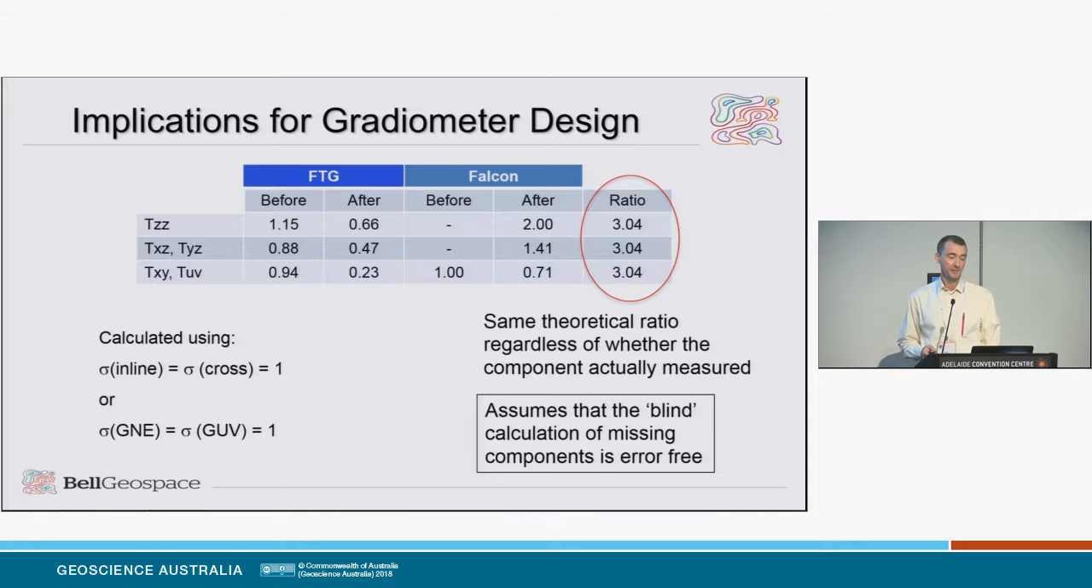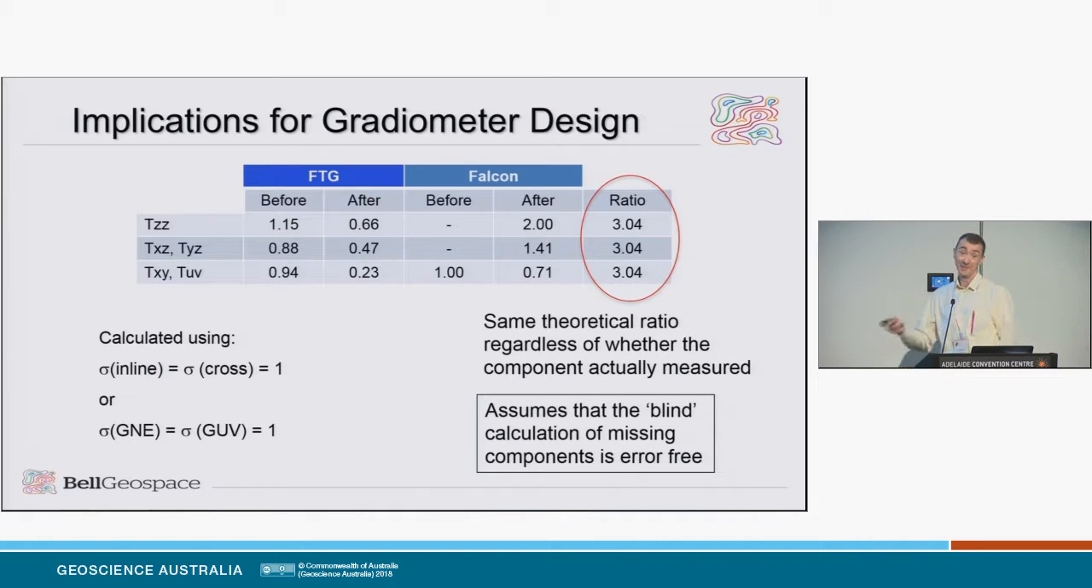Applying the Parseval theorem analysis to the Falcon data as well, we come up with these numbers. This is the well-known result that when you calculate ZZ from Falcon, you double the noise level. For XZ and YZ, it's a square root of 2 increase, and for XY and UV, they actually get a reduction in noise of about the square root of 2. What I find interesting about this is that the ratio of the ratios is the same no matter what component you're looking at, and it's the same whether the Falcon actually measures it or not.